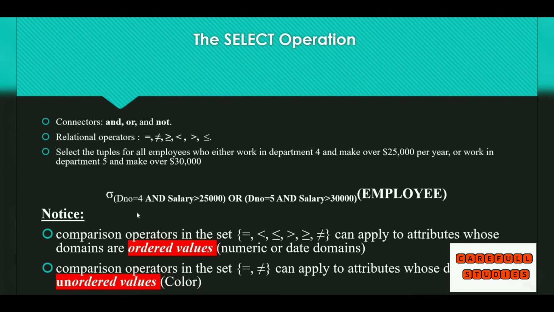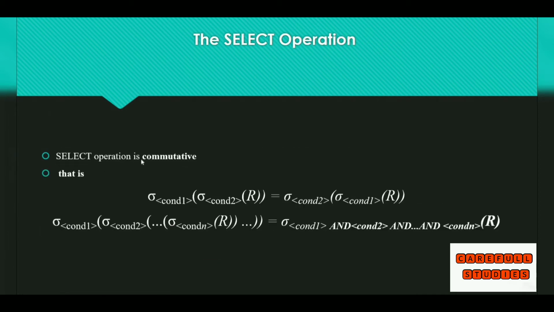We have to follow some notes. For ordered values, it uses the relational operators as above. For unordered values, it uses equal to and not equal to. Select operation is commutative. That means condition A and condition B is equal to condition B and condition A. It follows for n conditions also.